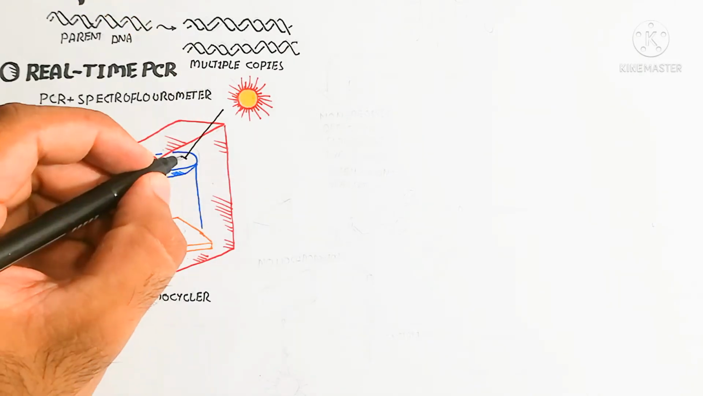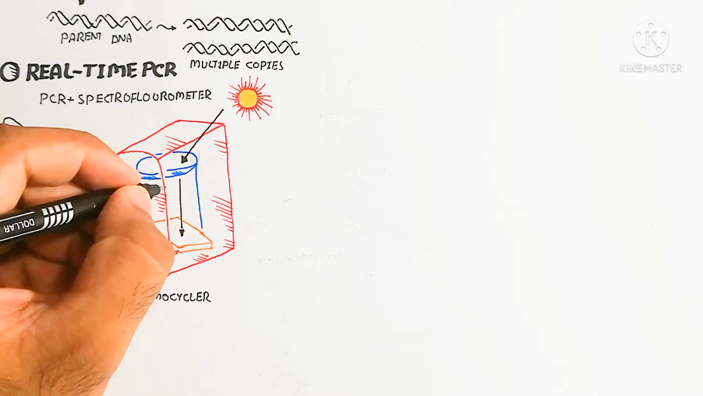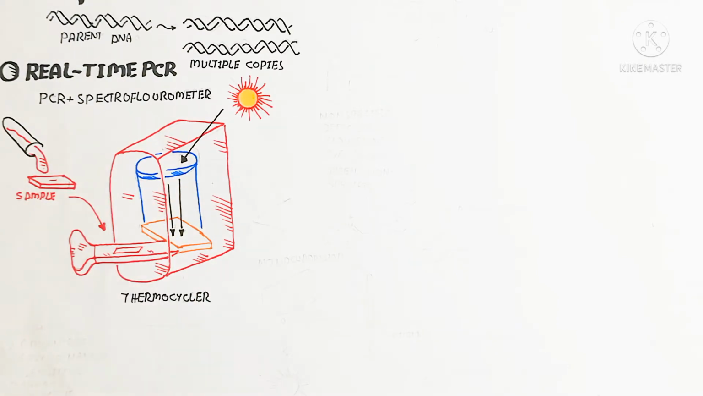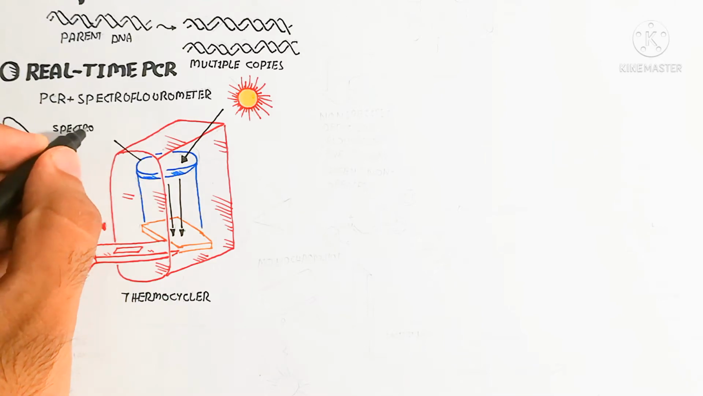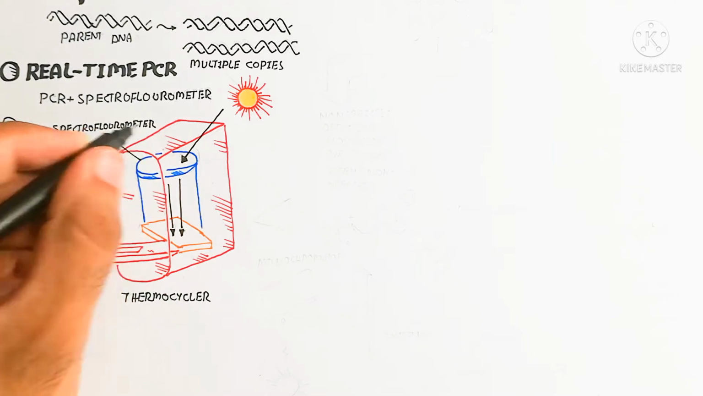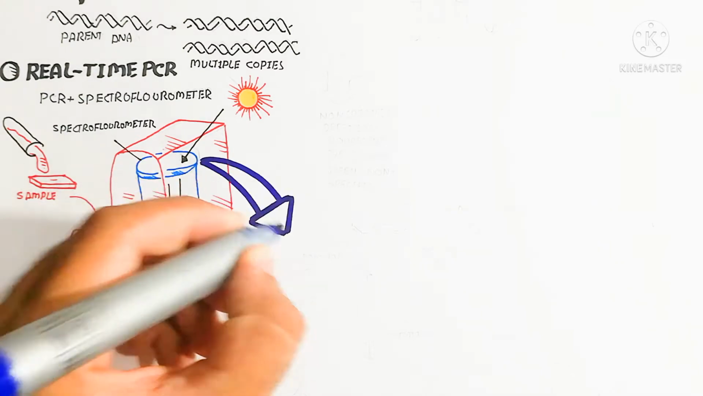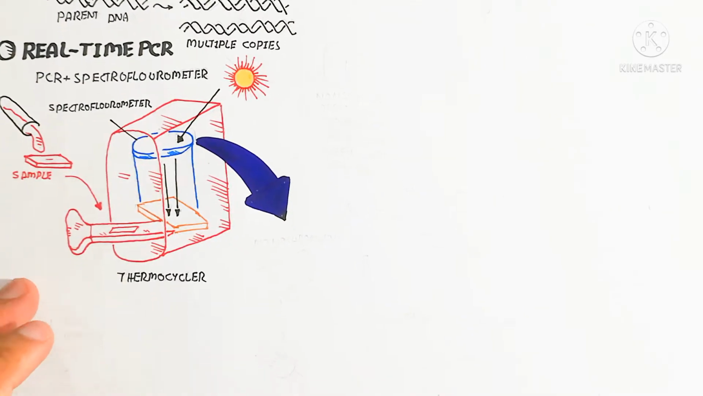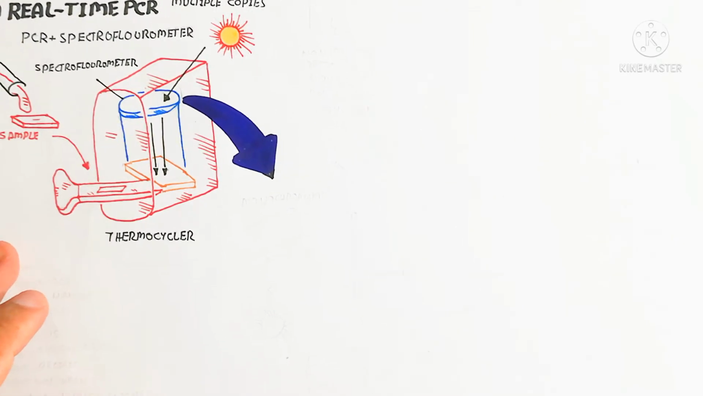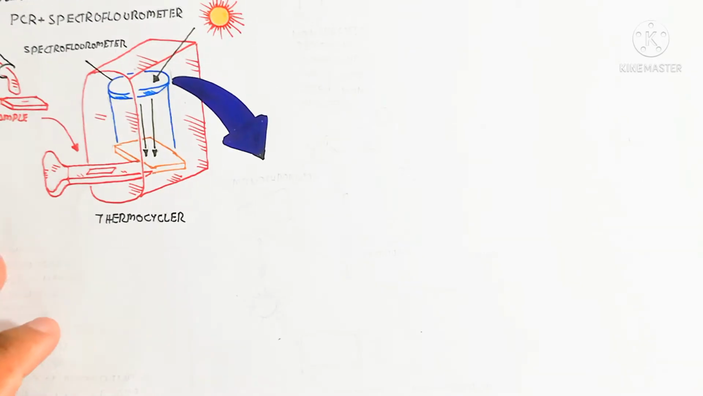So let's begin to understand the mechanism of the spectrofluorometer. The spectrofluorometer has a different mechanism. So here is the light falling on the sample to produce color. The important thing is that here is the spectrofluorometer. So let's begin to understand the spectrofluorometer mechanism.